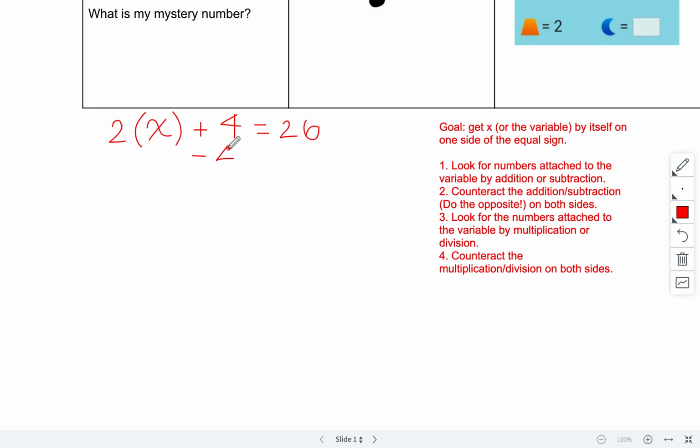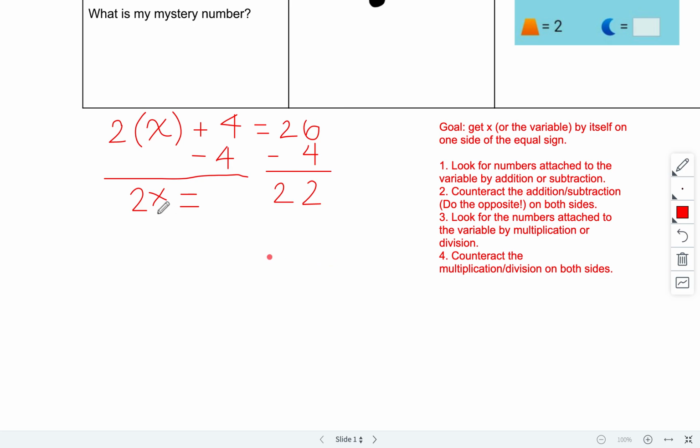So if we subtract 4 on the left side of the equation, I'll show you why this makes sense. Subtracting 4 from 4 is going to give us 0. And it's basically going to get rid of that 4 on the left side so that we just have 2x on the left side of the equation now. But like I said, you have to do it on both sides of the equation so everything's balanced out. So we subtract 4 on the right as well. And 26 minus 4 gives us 22.